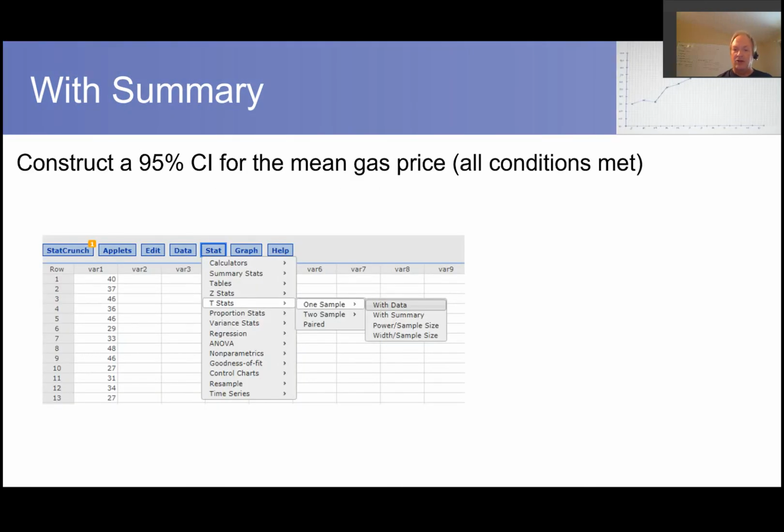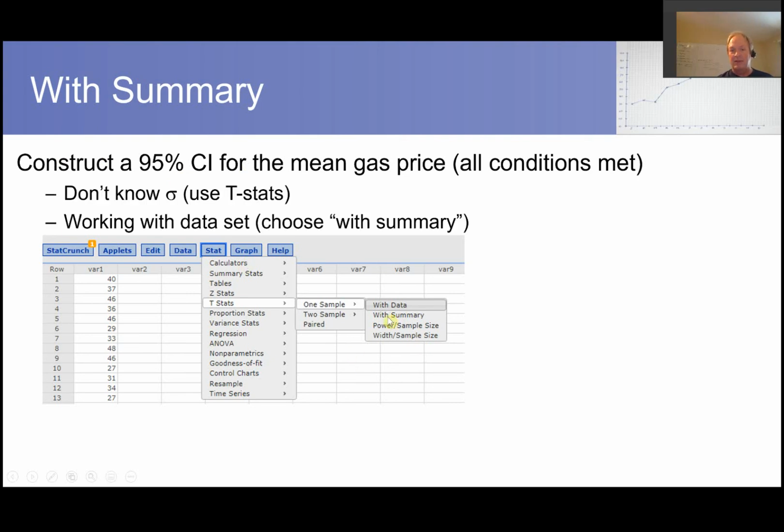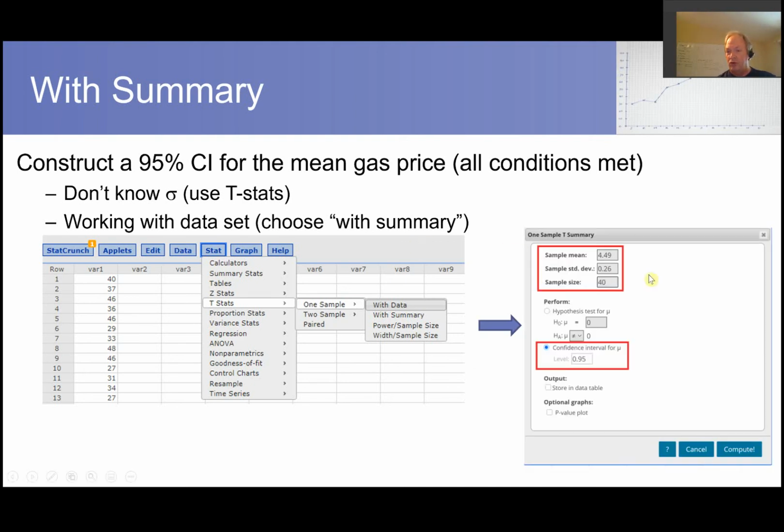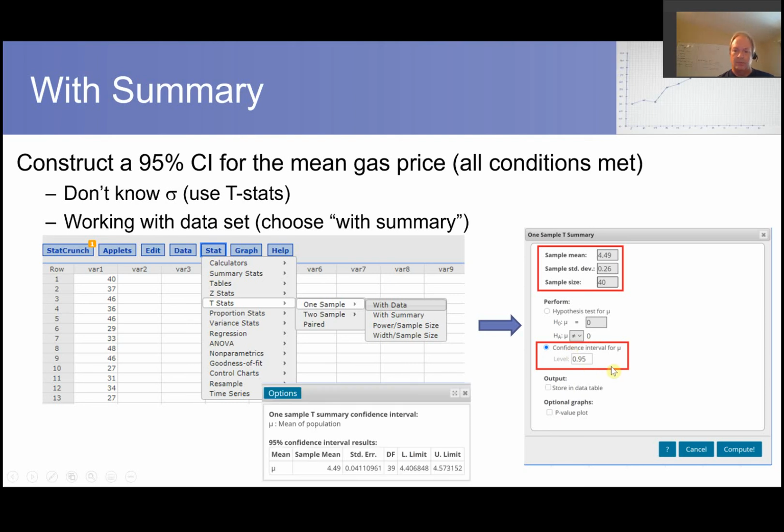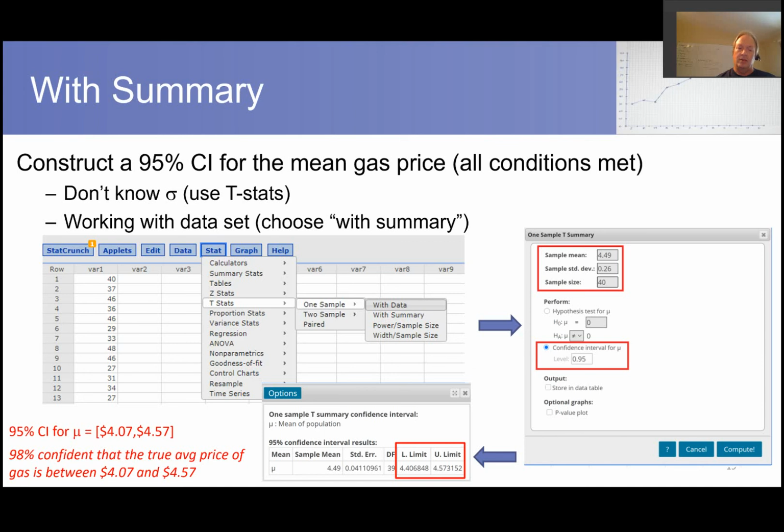So now we'll go back into StatCrunch, but now instead of with data, we're going to hit with summary. That's going to be the difference here. And now what you're going to do is enter the summary statistics: the sample mean, the sample standard deviation, the sample size. Those are the main quantities that we want to compute from the sample. And finally, our confidence level. And again, we're going to get our lower limit and upper limit. That's the lower and the upper endpoints. And we're going to see that we get these values.